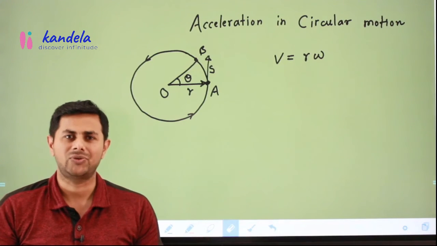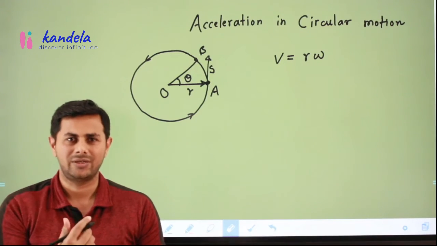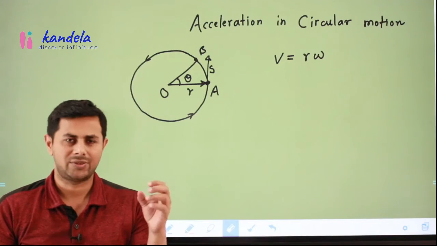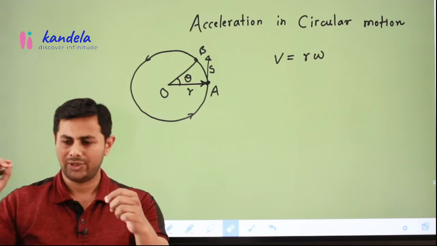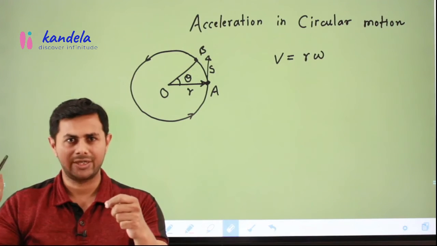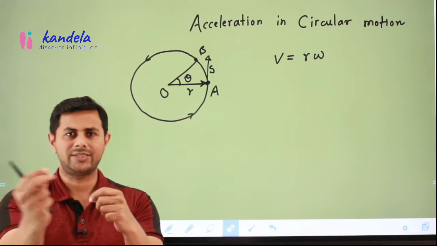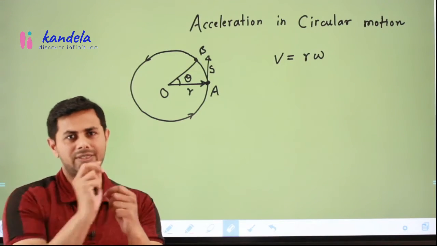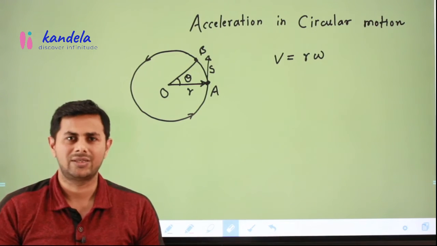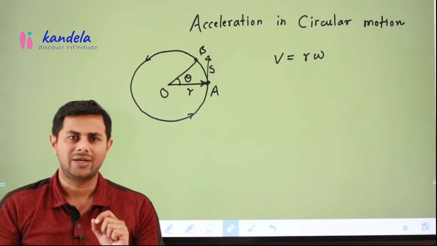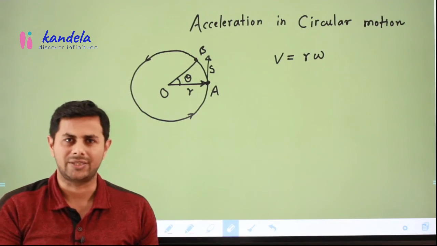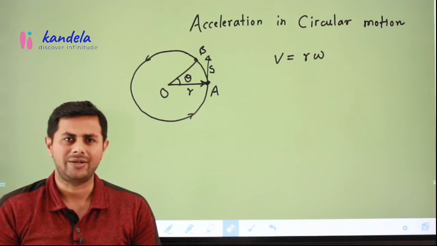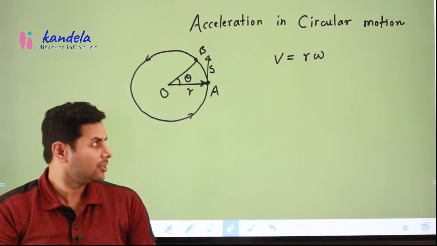So what is the direction of velocity in circular motion? For an example, you take a stone, you tie it to a string and you whirl it in a circle. If you release it at this point, it will go in this direction. If you release it at this point, it will go in this direction. So the velocity is directed along the tangent, and that's why we call it tangential velocity.